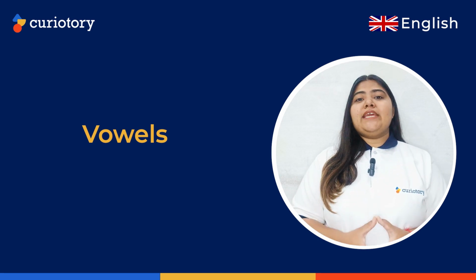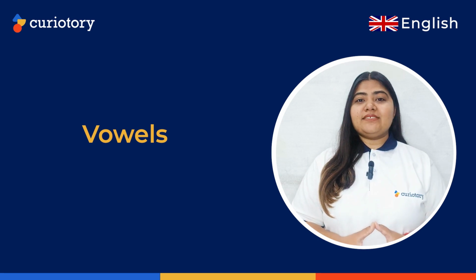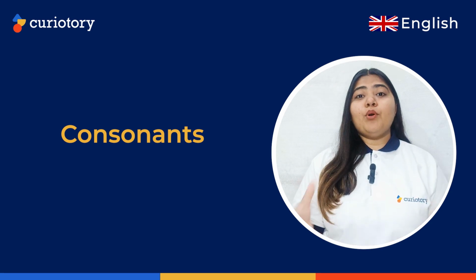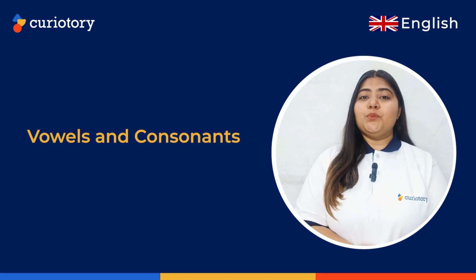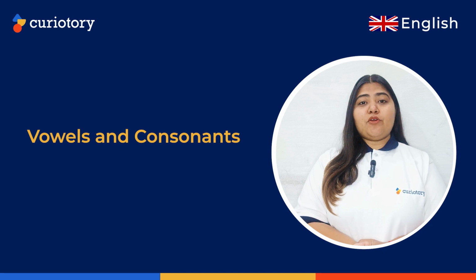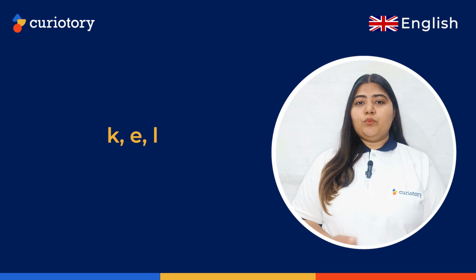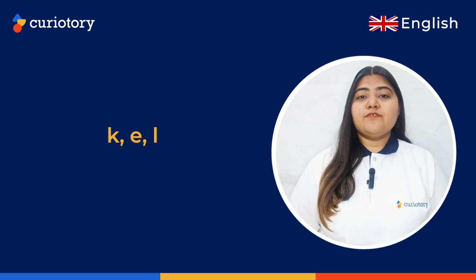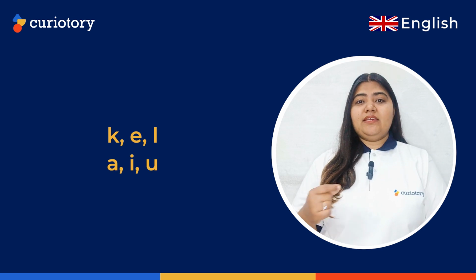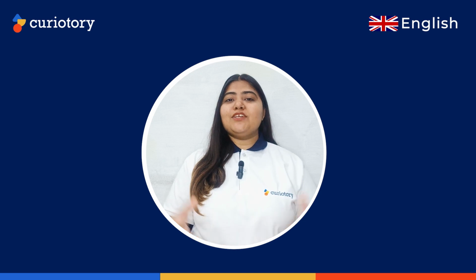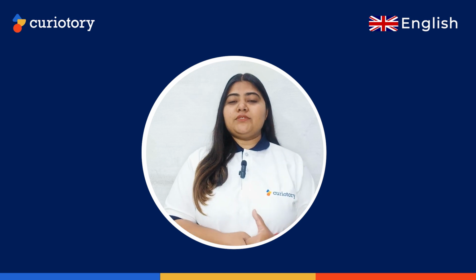Now vowels alone cannot do anything. Always remember that. We need consonants to form the whole word. We need both vowels and consonants to form the whole word. You cannot form a word simply by K, P, L. And you cannot form a word simply by A, I, U. So you need both, and the combination of both forms the sound.